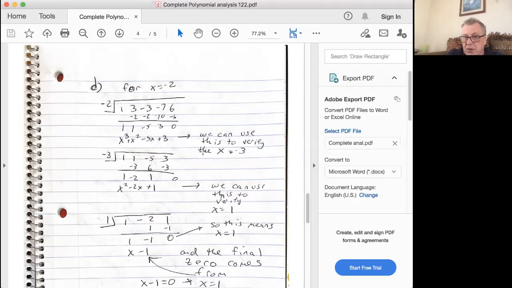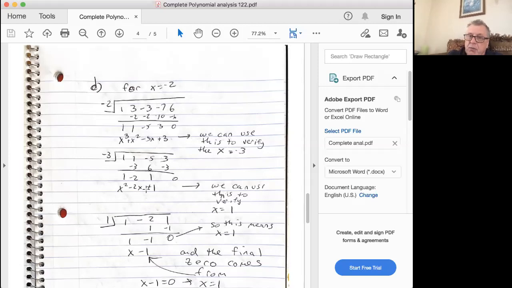We'll verify minus 3. So minus 3, we divide out, and we get a 1, a minus 2, a 1, and a 0. So that 0 means it's a root, no remainder, and this would be an x squared, a minus 2x, and a 1. Why? Well, because, again, we divided out by a first power. We divided with a first power into a cubic. That gives us a square.